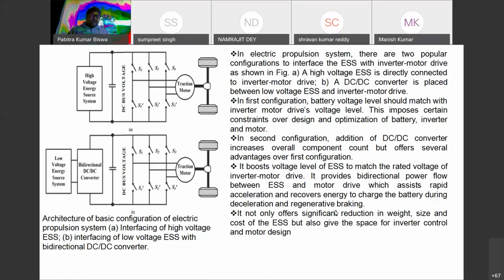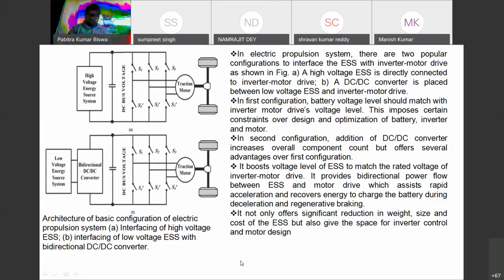For the electric propulsion system, there are two popular configuration interfaces between the energy source system and the inverter motor. Figure one is a high voltage ESS, and the other is for low voltage ESS. For the high voltage ESS, there is the DC link capacitor, then an inverter, a DC to AC converter, and the traction motor. And here we also use a low voltage ESS with a bidirectional DC to DC converter, and a DC link capacitor, similar to the previous one.